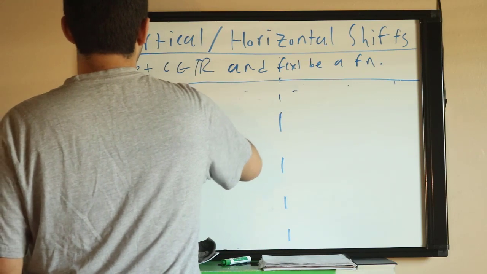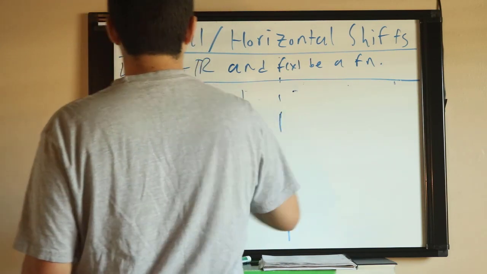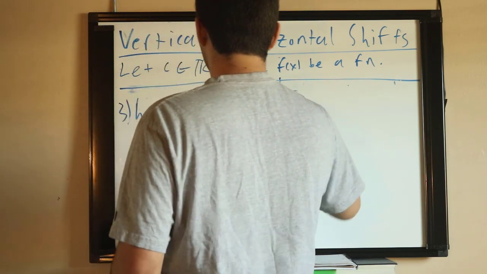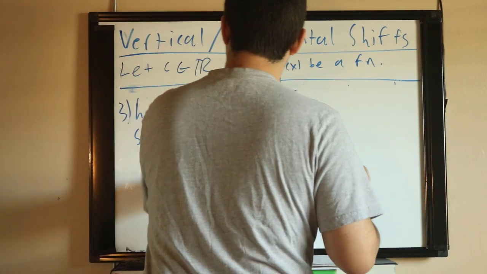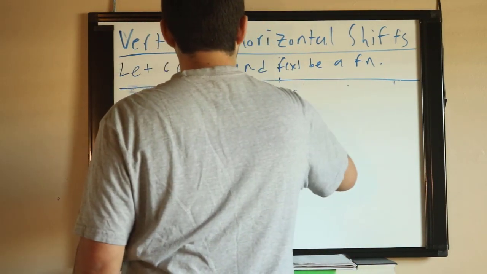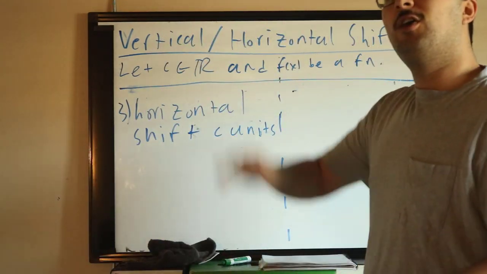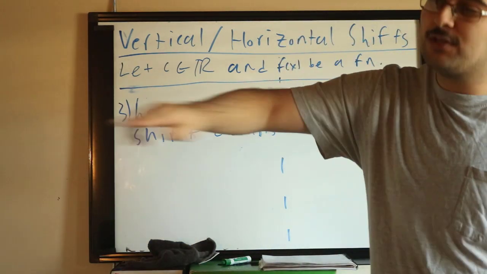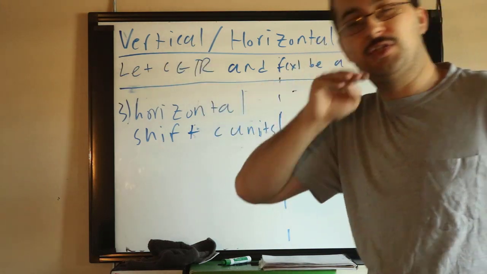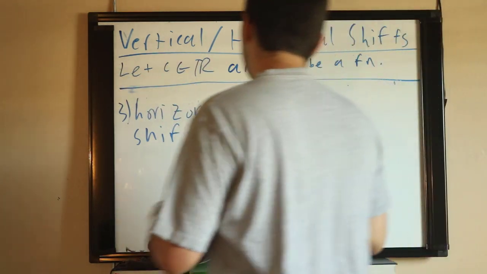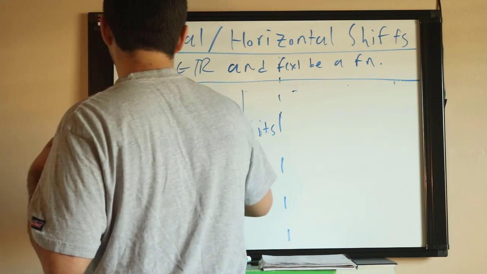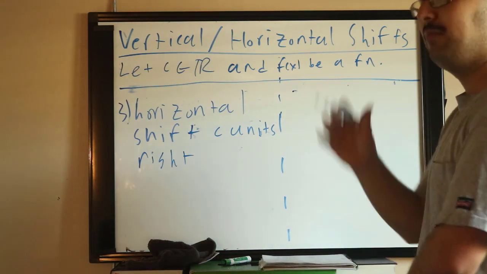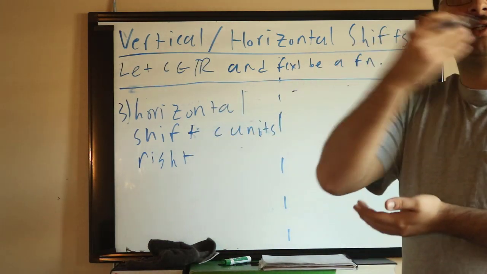So a horizontal shift C units. Right, so let's think about this. We talked about vertical, a straight line, where the only way you can move is up and down. Now we're doing horizontal, a flat line, with only two directions, left and right. So a horizontal shift C units to the right. Alright, let's think about that. What is a horizontal shift C units to the right?